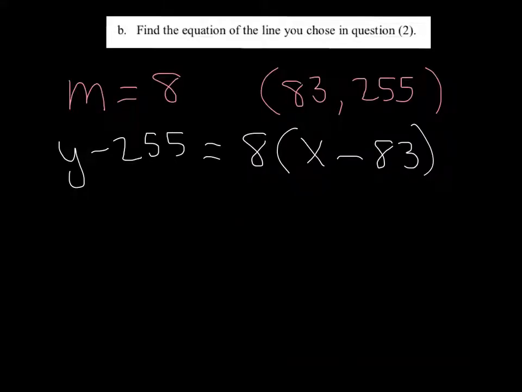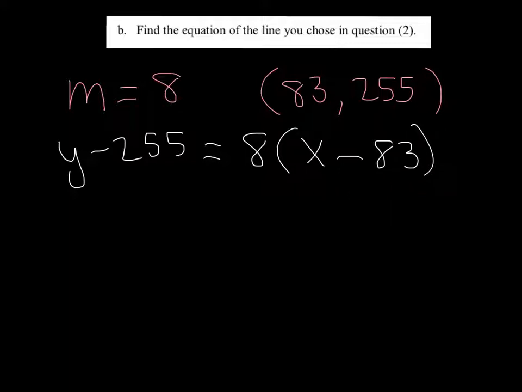Now the next part of this asks us to find the equation of the line that you chose in question 2. Okay, so we're looking at a slope given of 8. One of the points we chose was 83, 255. I like to use the point slope formula. So y minus y sub 1 equals m times x minus x sub 1.